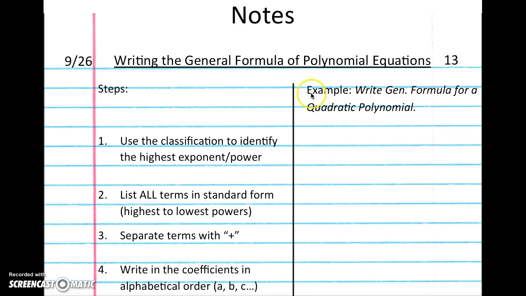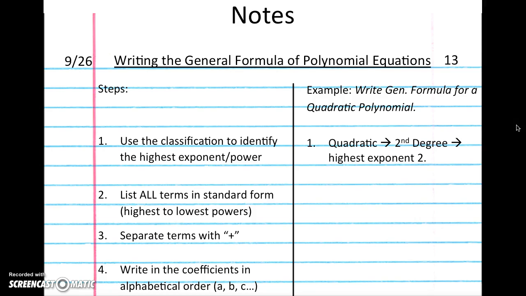Now on the right side of that vertical line, I want you to write in, for the example, general formula of a quadratic polynomial. And that GN is just an abbreviation for general formula. So the first step is use the classification to identify the highest exponent or power. Okay, so we're looking at a quadratic, and what you know about a quadratic is that it's second degree, and the highest exponent therefore is 2 because the highest exponent is the same value as the degree.